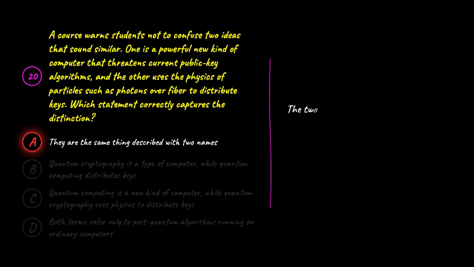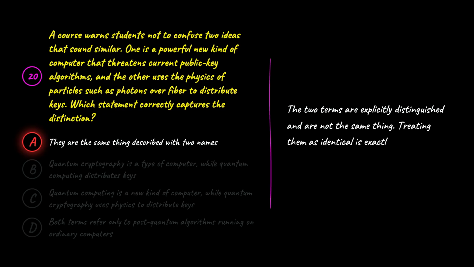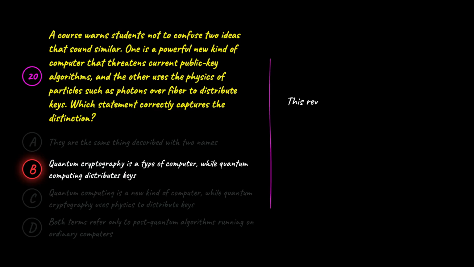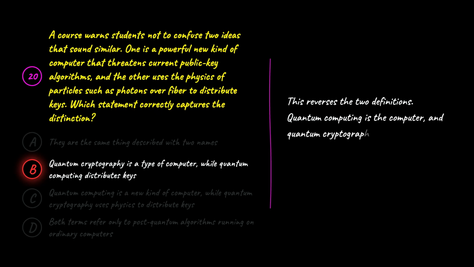A is wrong because the two terms are explicitly distinguished and are not the same thing. Treating them as identical is exactly the confusion the course warns against. B is wrong because this reverses the two definitions. Quantum computing is the computer, and quantum cryptography is the physics-based key distribution, not the other way around.